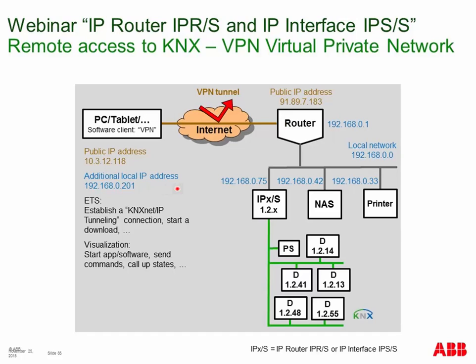And then you can operate all your devices via the browser, maybe your network-attached storage, like you're really at home with this PC. And then we start the ETS, we create a new tunneling connection, and then we can really make a download here via this VPN tunnel to our KNX installation.